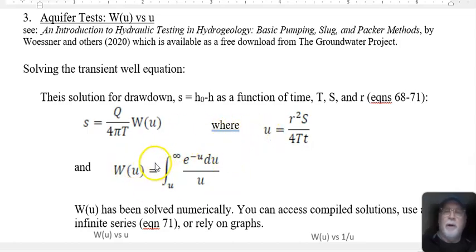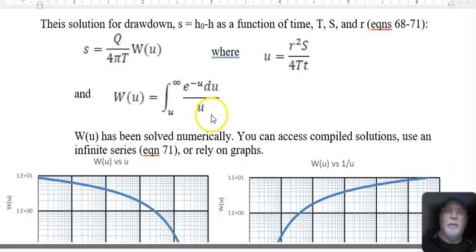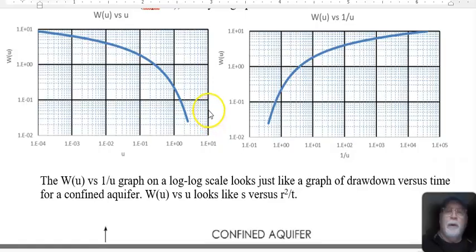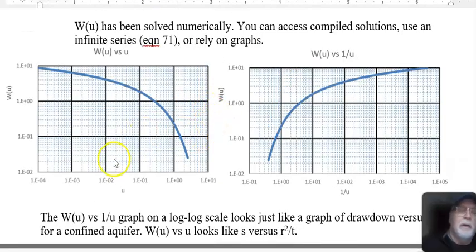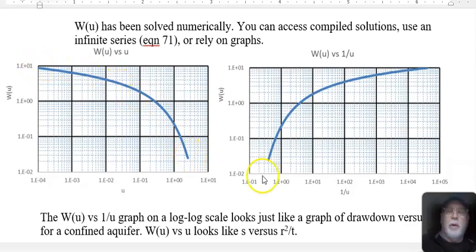and you can actually solve by an infinite series, where u equals the parameter r squared s over 4 big T little t. So we have W as a function of u, and you can look up tables for that in a solution. I actually have it in Excel. There's an infinite series to it. And it turns out to look like this, that W of u versus 1 over u has the one that goes up like that.